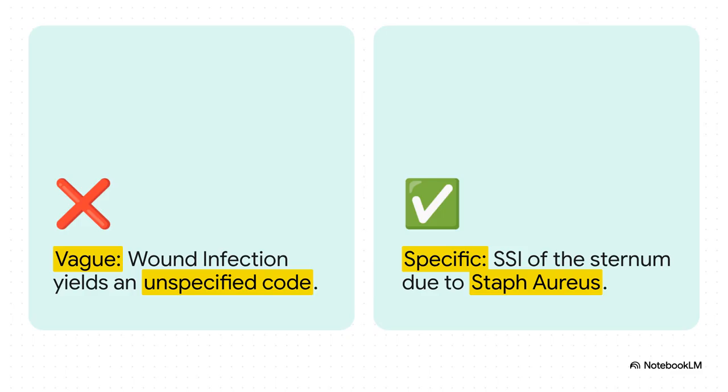So, the crucial point here is that specificity drives accurate reimbursement. Just look at this comparison on the screen. If a provider writes wound infection, well, that's incredibly vague. It yields an unspecified code, lowers your DRG weight, and basically rolls out the red carpet for audits. Now, compare that to post-procedural surgical site infection of the sternum due to Staph aureus. Wow, that specific documentation gives you the exact anatomy, the clear cause and effect relationship, and the specific organism. This is exactly what we mean by codable and query-proof documentation.